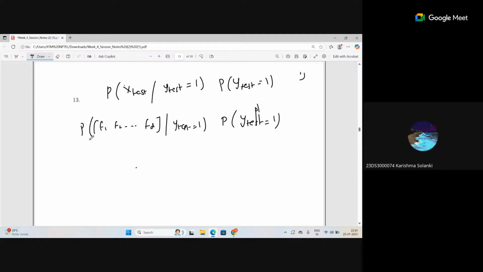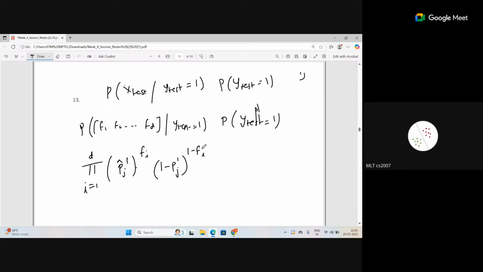And if I use the class conditional independence, what will be the value here? It is the product over i equal to 1 to d of Pj hat to the power fi, times 1 minus Pj to the power 1 minus fi, so we are considering it as i now. What is it? Pi.